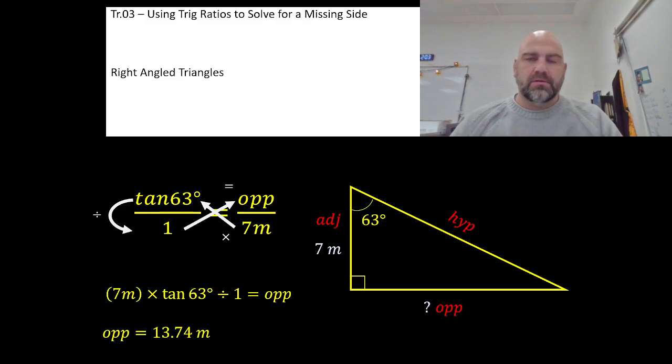Make sure that your calculator is in degrees. That's very important as well. And make sure that you know which way to use your tan, whether you write in 63 tan or whether you write in tan 63. It will make a difference on your calculation.